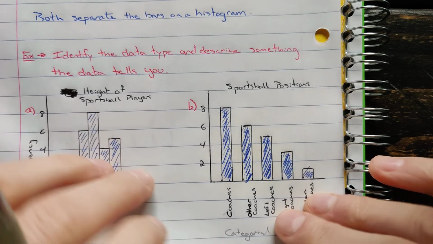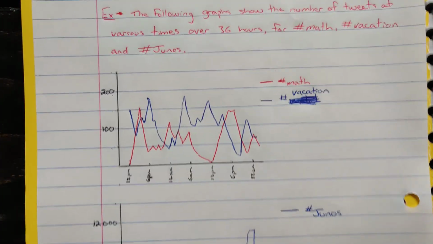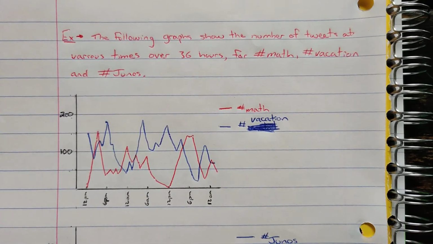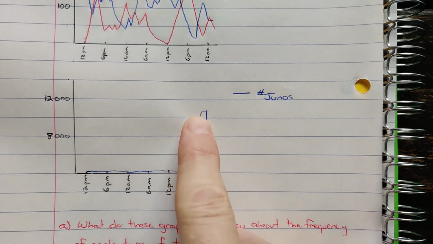And now, finally, if we look at a couple of graphs here, just to summarize. The following graphs show the number of tweets at various times over a 36-hour period for hashtag math, hashtag vacation, and hashtag Junos. Junos being a Canadian awards ceremony. So our first graph here shows math and vacation in red and blue, respectively. If you take a look at the values, they're going up and down, peaking and dropping at different times. And then in the second graph, we have the Junos, which are relatively low and then peaking and dropping.